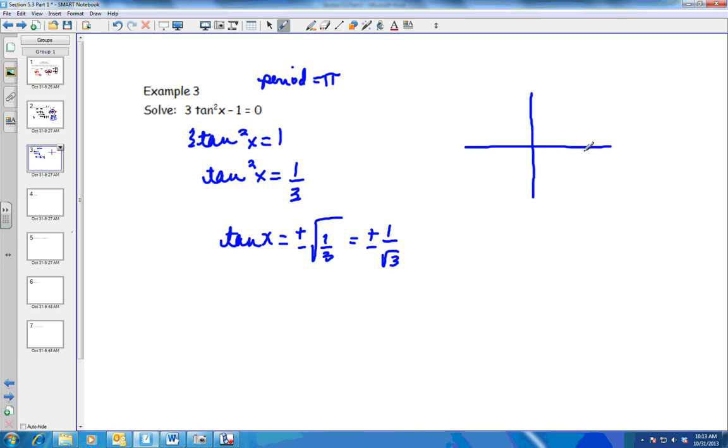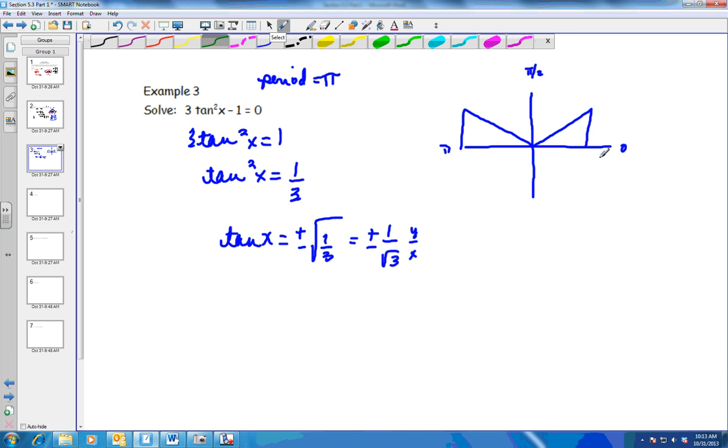So, let's draw our triangles just in the first 2 quadrants. Because remember, this is 0, this is pi over 2, and this is pi. So I only need to go from 0 to pi. So my 2 triangles, tangent is y over x, or opposite over adjacent. So I know that my opposite side is 1, my adjacent side is the square root of 3.